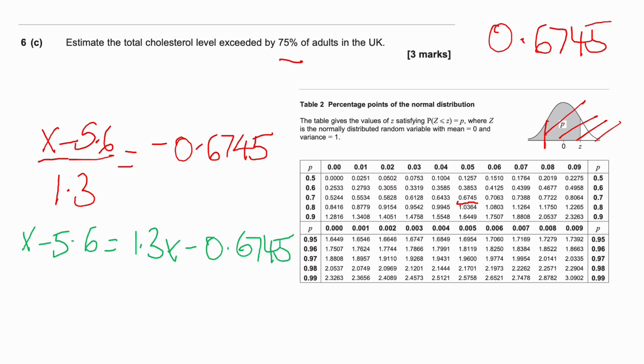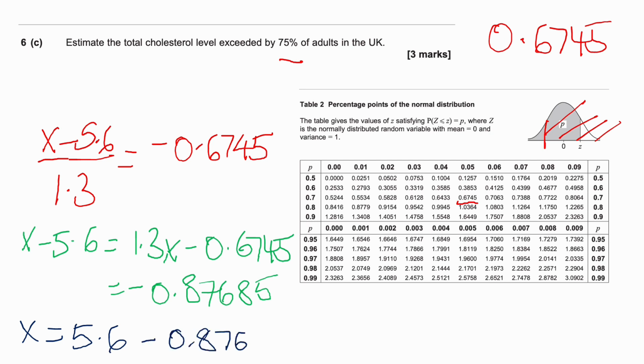which I think gives us negative 0.87. So there's a times negative 0.87685, and then we'll add 5.6 onto both sides, which will get rid of it from this side, and we'll end up with 5.6 take away 0.876, etc., which will give us a final answer of 4.72-ish, give or take. And that is the answer that we're looking for, probably with the units as well.